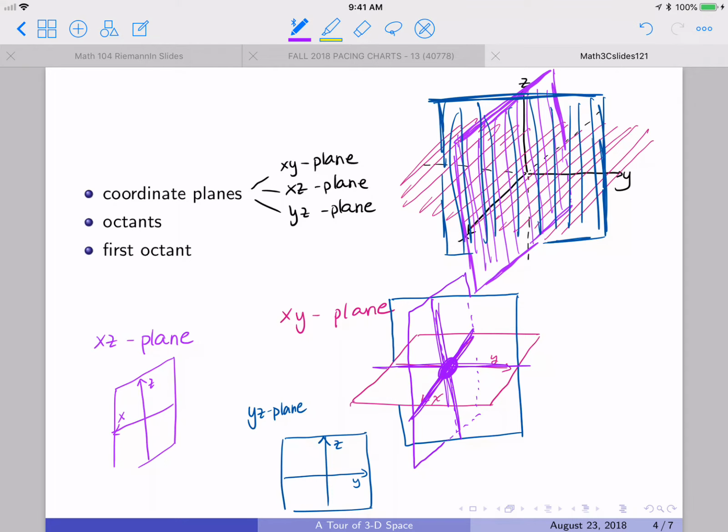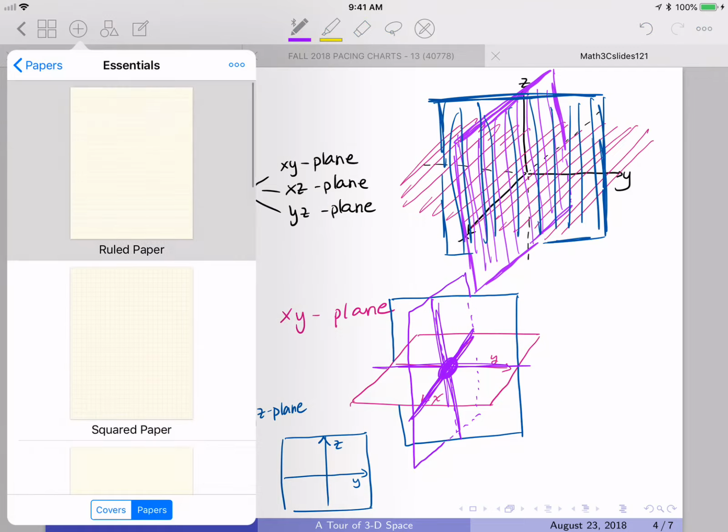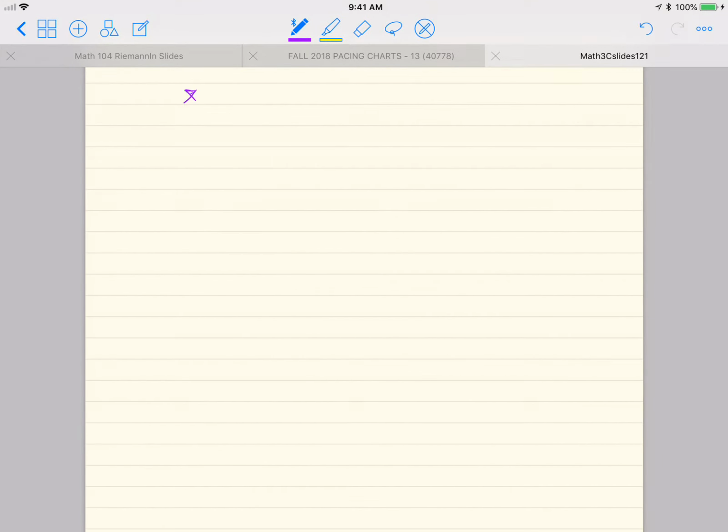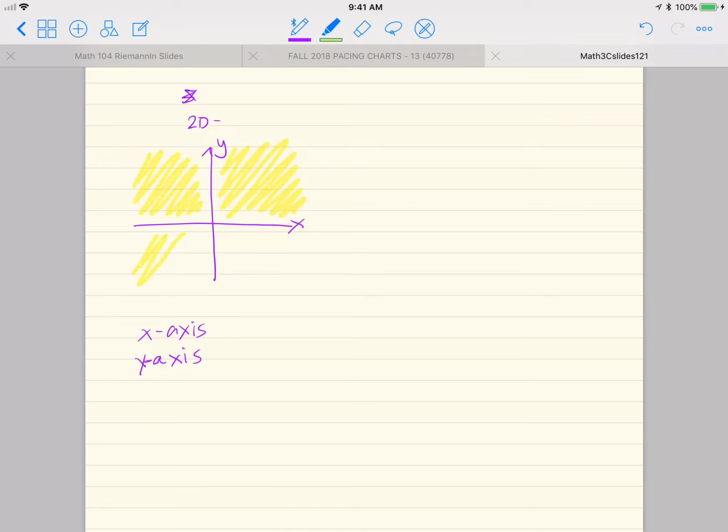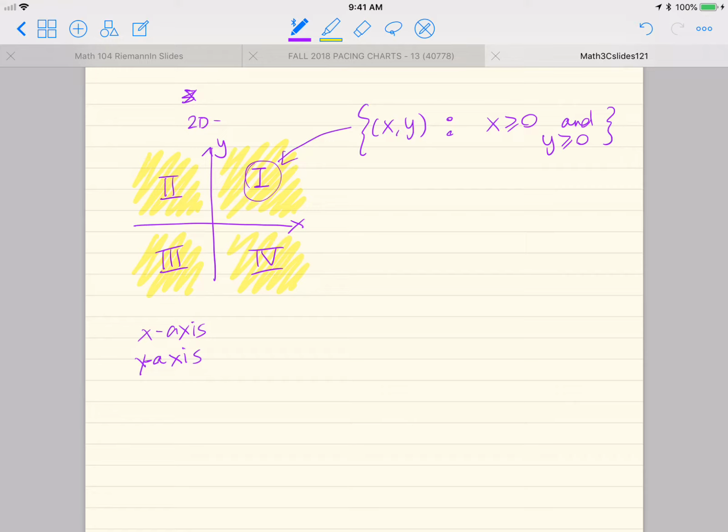Also, another thing to note is that these three planes create octants. Just like in the xy plane, this is in 2D. So in 2D, we had x and y, the x-axis and the y-axis. Based on the x-axis and the y-axis, we had quadrants. This was quadrant 1, quadrant 2, quadrant 3, and quadrant 4. Quadrant 1 consisted of the set of points (x, y) where x is greater than or equal to 0 and y is greater than or equal to 0. So this was where all of the coordinates were positive.